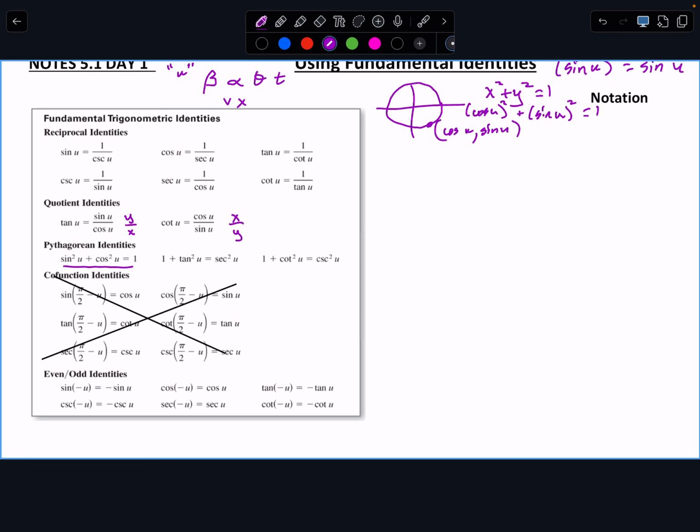Sine squared u plus cosine squared u equals 1. And it is typical that we write that with sine squared first. And so that is something that you will be replacing 1 with sine squared plus cosine squared. Or you will see sine squared plus cosine squared, and replace it with 1. You're going to be substituting equals for equals.